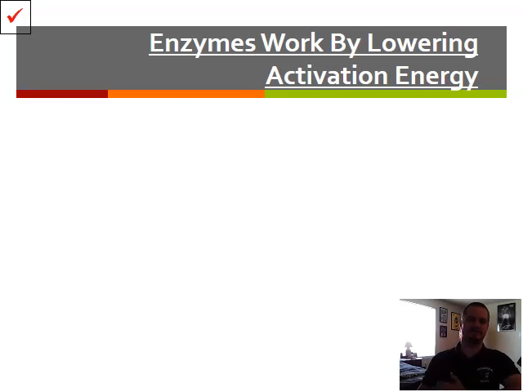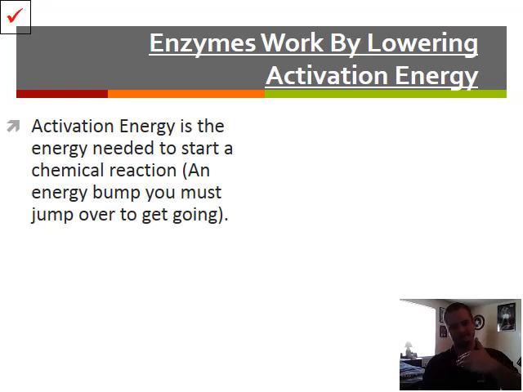So enzymes primarily work by lowering activation energy. If you think back, activation energy was the amount of energy we had to put into the reaction to get it started. Now enzymes work by lowering this, making the energy cost a lot less. So activation energy is the energy needed to start a chemical reaction, an energy bump, if you will, that you must first jump over to get going.